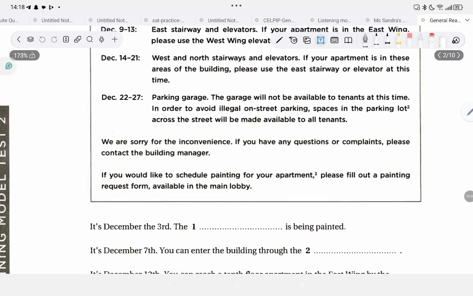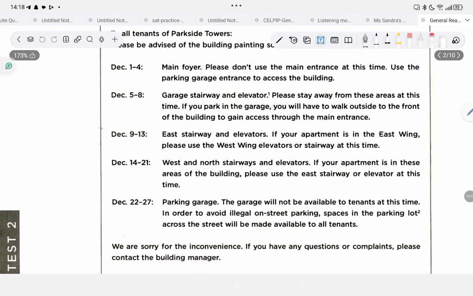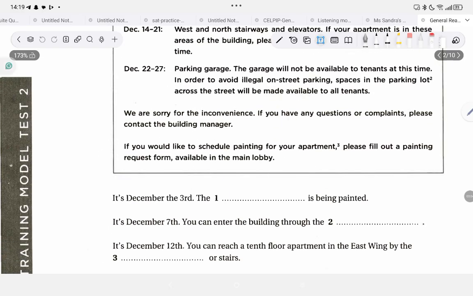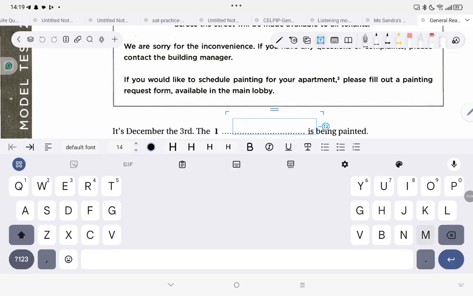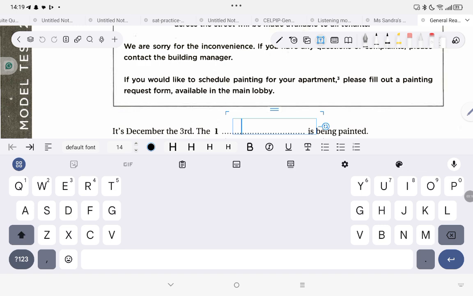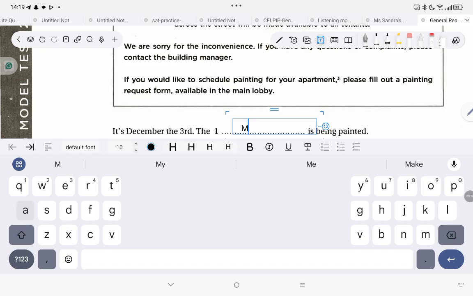It's December the 3rd, the dash is being painted. So, December the 3rd, all I have to do is go to December 1 to 4 and find out what is being painted. That's the main foyer. So, just say the main foyer. Let's make this smaller. The font is a bit, let's make this, yeah, main foyer.